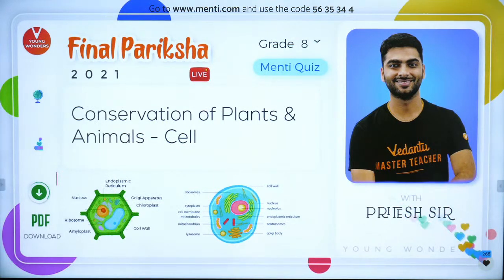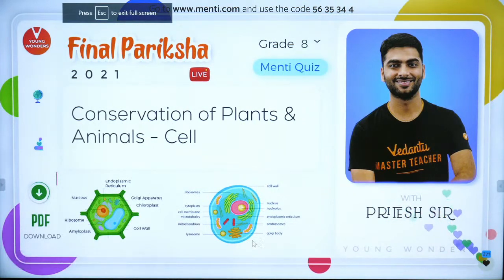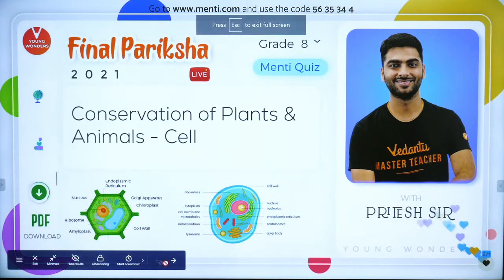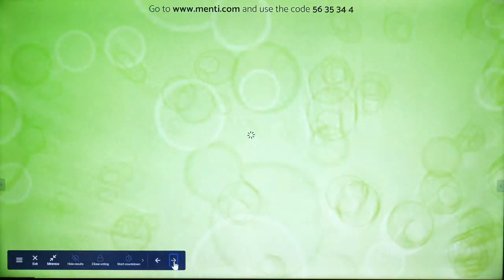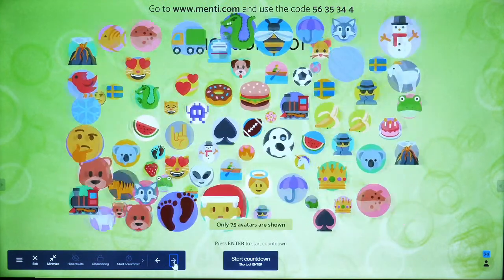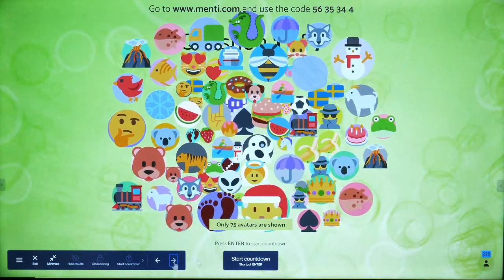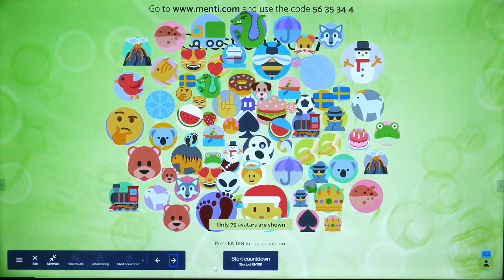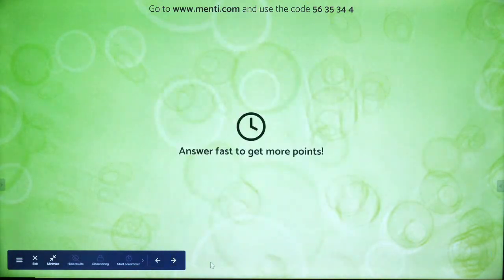Organelles are the parts of the cell. Hi Aban, Sanvi. Hello. Chalo guys, let us start. Chalo, let's start. So we have already got more than 250. Let us start the Menti.